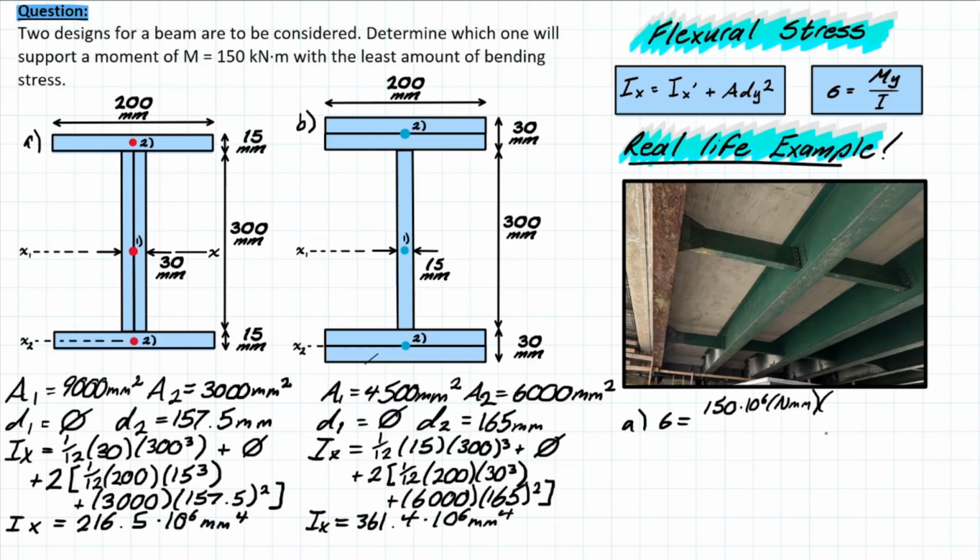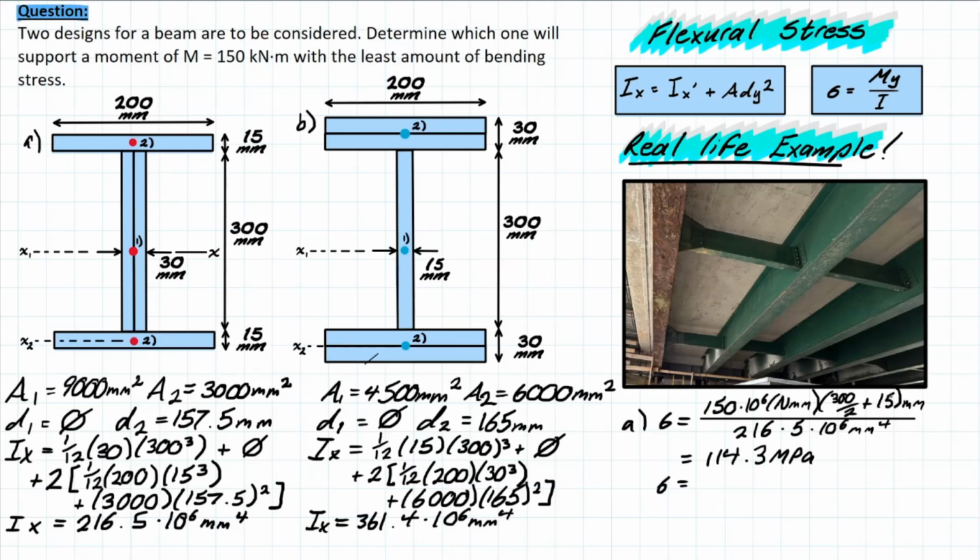So we're starting with this one here. We have 300 over 2 plus 15, and that's millimeters. This is all going to be over that inertia value that we already solved for, 216.5 times 10 to the 6 millimeters to the 4. And solving that, you're left with a value of 114.3 MPa.